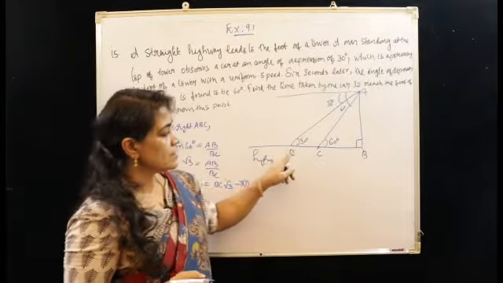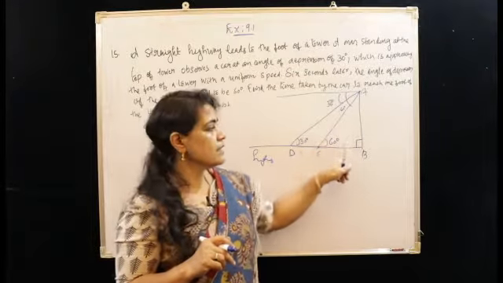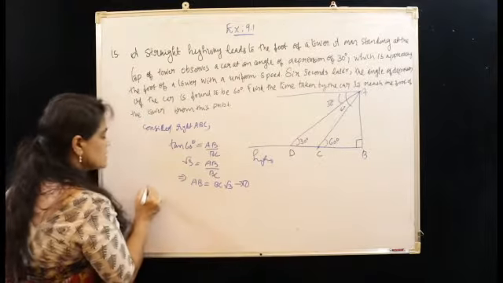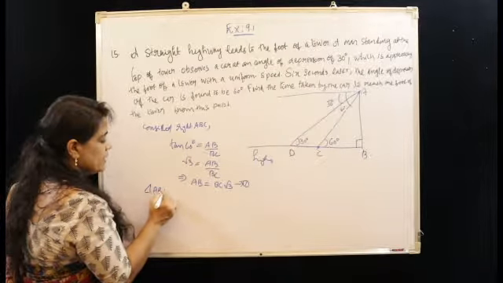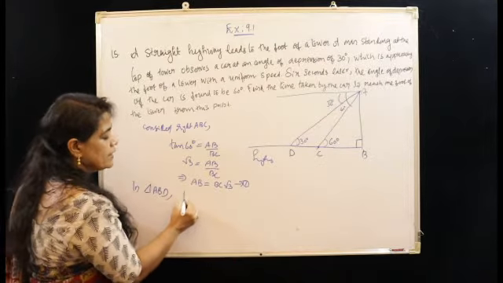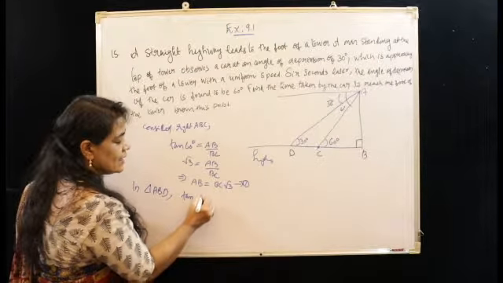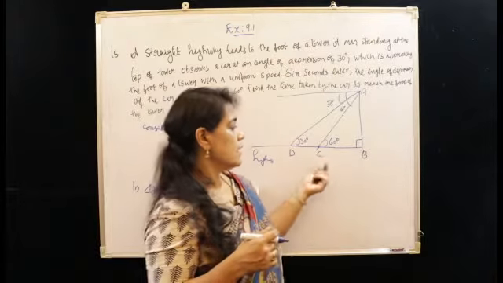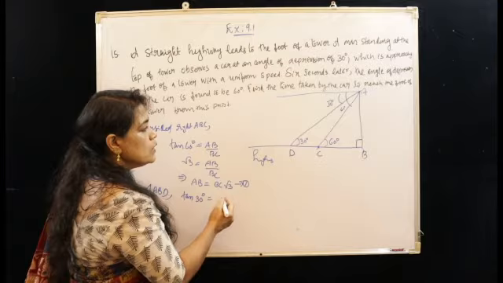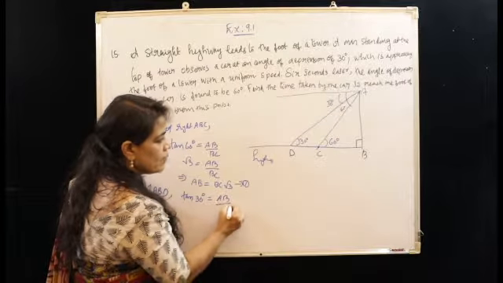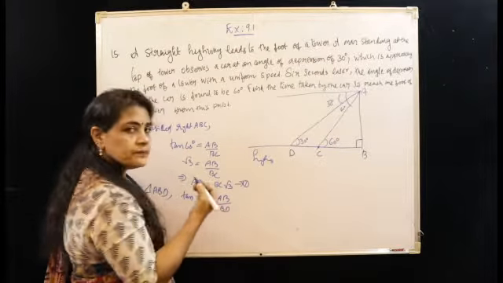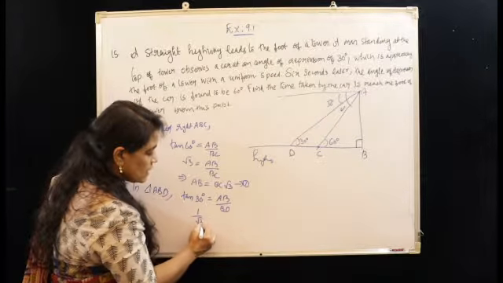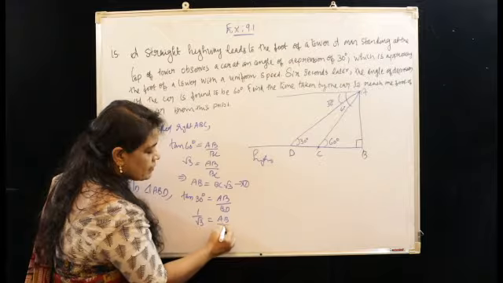And for the second equation, I am considering the second triangle, that is right triangle ABD. In right triangle ABD, that acute angle is 30 degrees. So tan of 30 degrees, because we need these two ideas. The ratio is tan, so AB divided by BD. And the tan 30 value is 1 by root 3, equal to AB by BD.